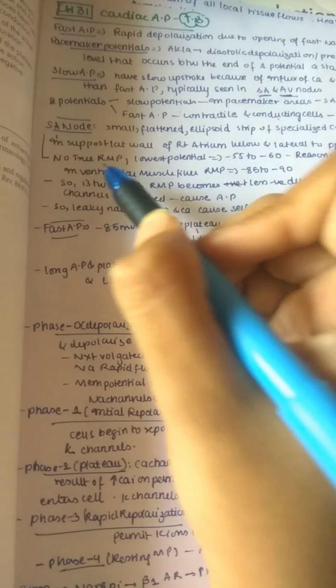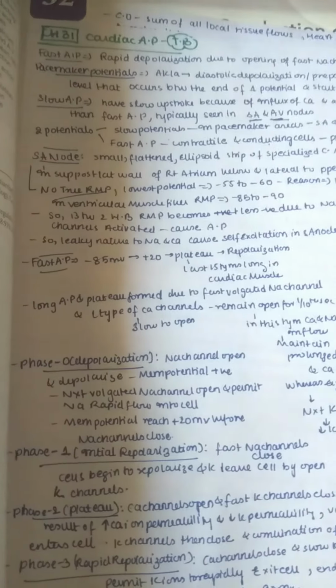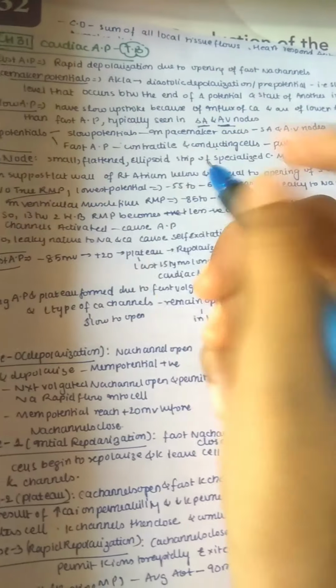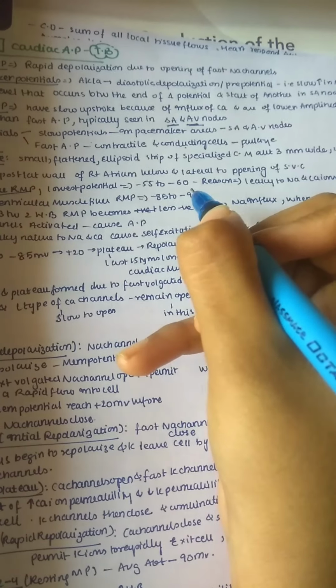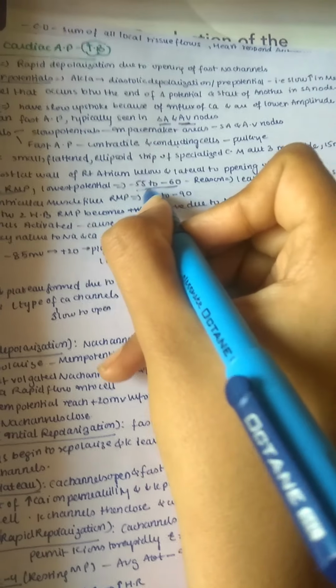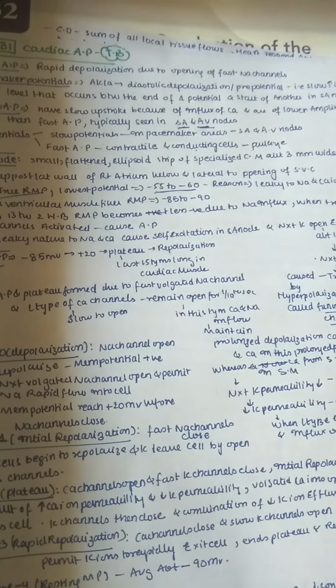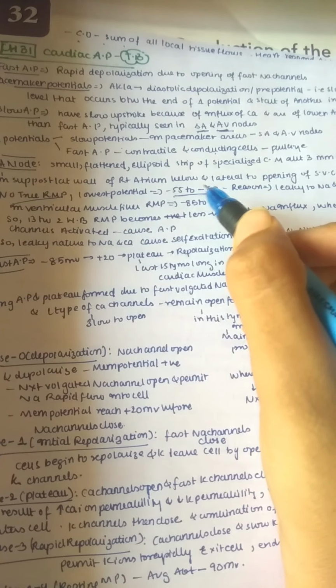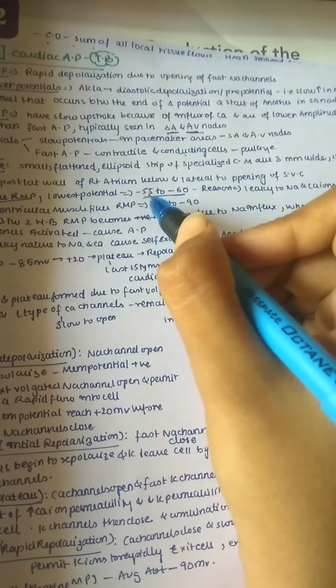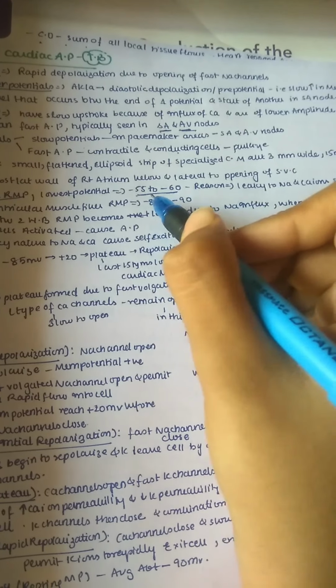there is no true resting membrane potential for the SA node. This is important. There is no true resting membrane potential for the SA node, and the lowest potential it has is about -55 to -60. That is its resting membrane potential. In muscles the resting membrane potential is around -90, right? But here our SA node has the lowest potential, about -55 to -60.